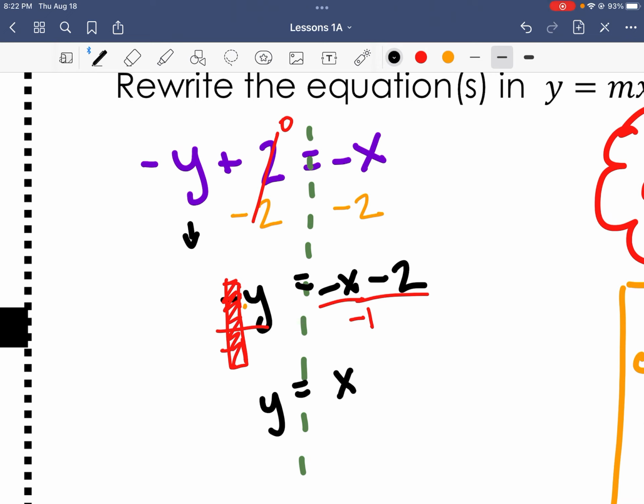Any number divided by 1 is itself, right? 5 divided by 1 is 5. 5 divided by 4 is 4. But I have a negative and a negative. A negative divided by a negative gives me a positive.